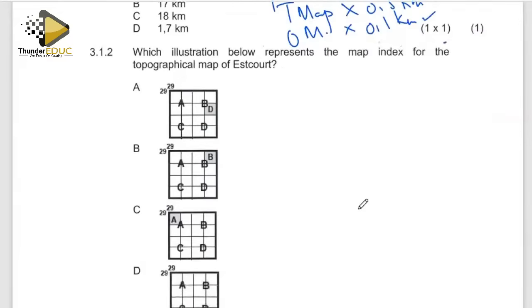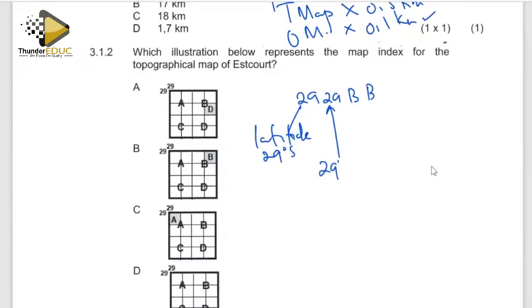of Estcourt? Right, let's say for example, the map is 29 B. What does that mean? This is the latitude value in degrees, which means it falls on 29 degrees south latitude. Then this second 29 means the longitude is 29 degrees east.